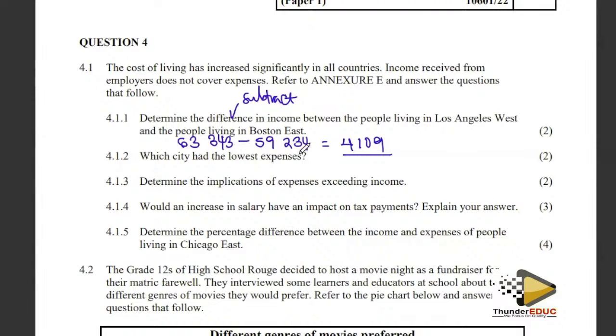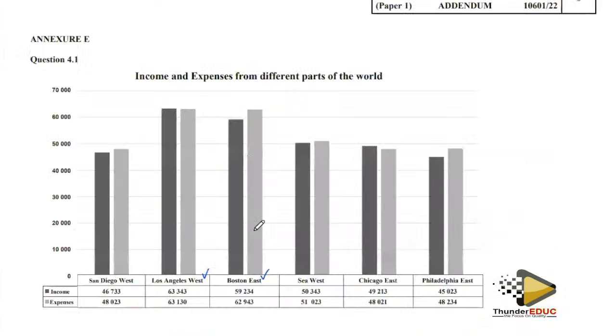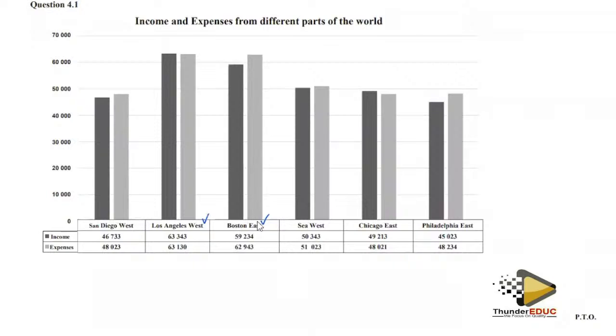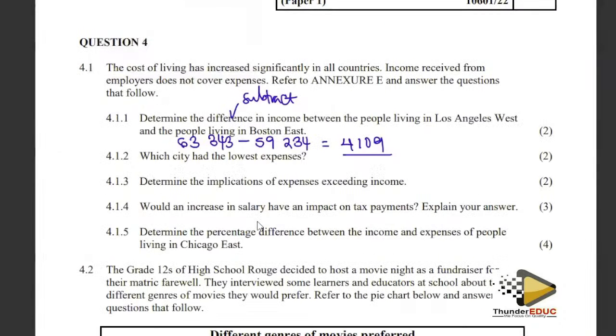Which city has the lowest expenses? We go through the expenses, lowest. So it's Chicago East. Look at this. This is 48,021. This is 48,023, 48,234. So it's supposed to be Chicago East.